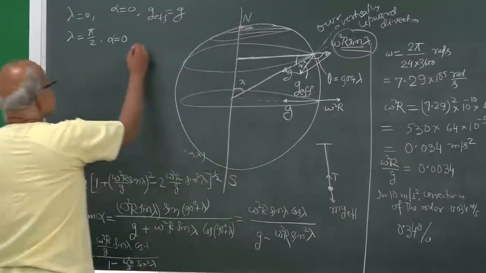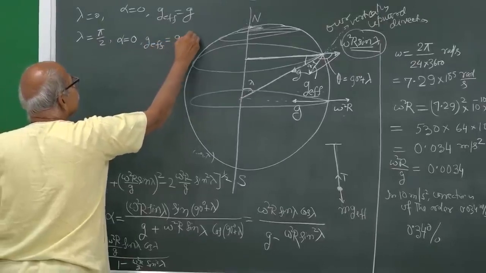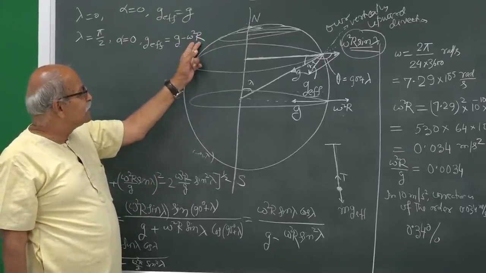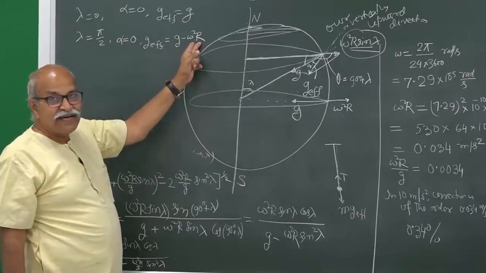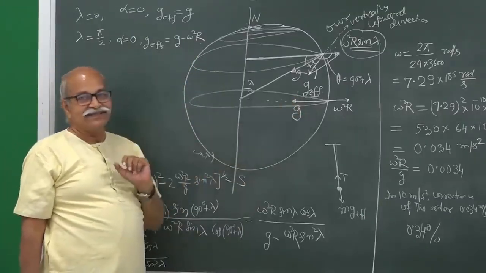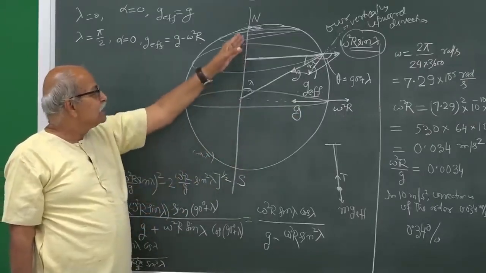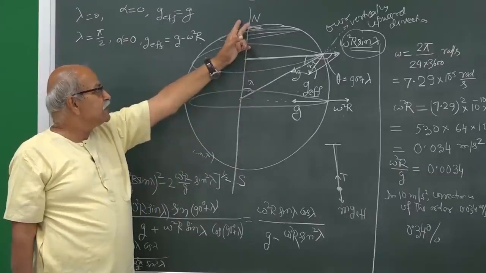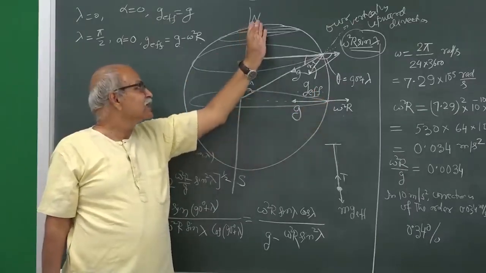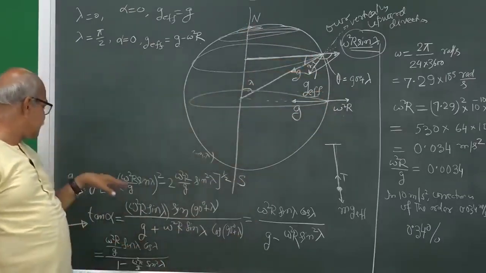So, g effective. G effective is g minus omega square r. So, this is around 10 and this is 0.034 meter per second square. The effective g is slightly less than the actual g at the equator. Okay. So, magnitude wise here it is g effective equal to g, and here it is somewhat less than g. Whether it gradually decreases or there are some maxima and minima in between, that we can see from this expression that we will do.